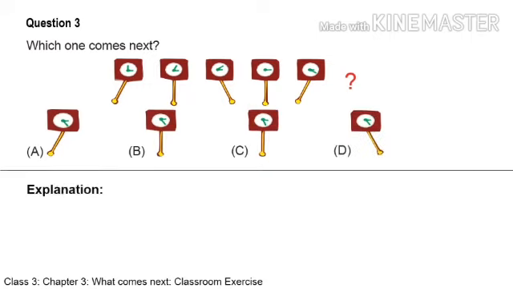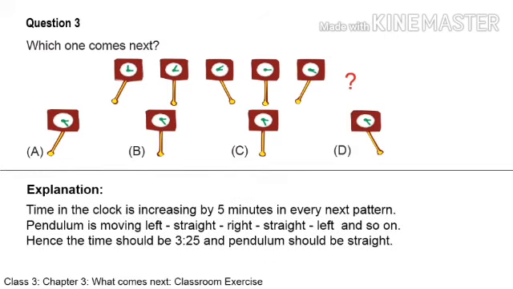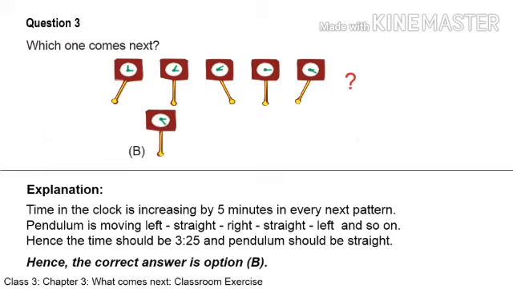You will observe that the time in the clock is increasing by 5 minutes in every next pattern. The pendulum is moving left, straight, right, straight, left and so on. Hence the time should be 3:25 and the pendulum should be straight. Therefore, the correct answer is option B.